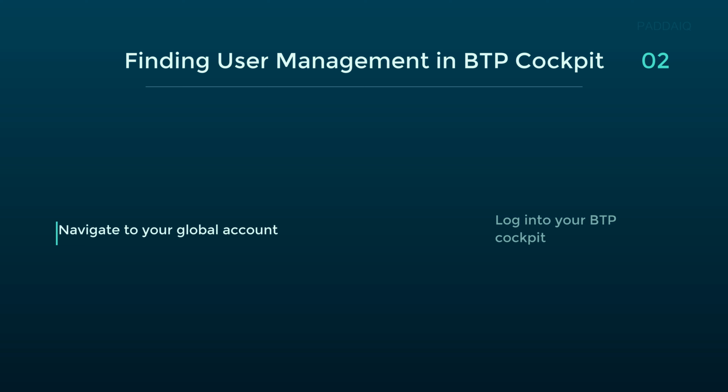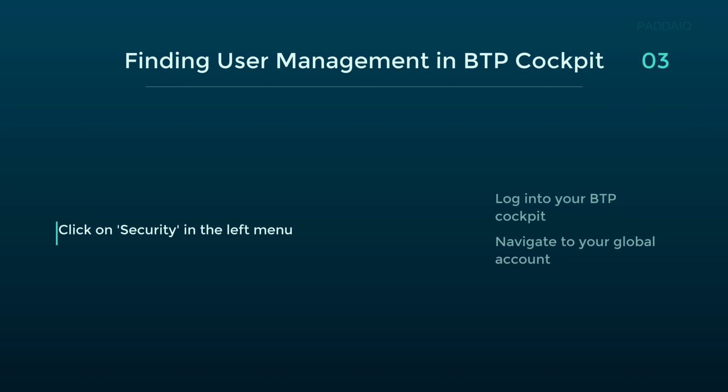Navigate to your global account. This means accessing the top-level container in BTP where your organization's resources and subscriptions are managed. For example, if your company is Cloud Corp, you select the Cloud Corp global account to oversee all projects. This initial step centralizes control for efficient administration.